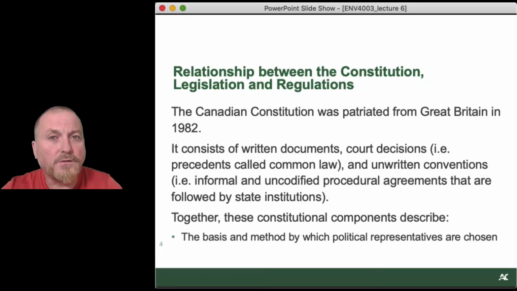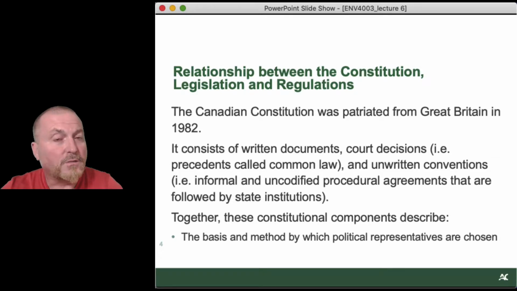The Canadian Constitution was patriated from Great Britain in 1982. It consists of written documents, court decisions, and unwritten conventions. Most people don't realize that. They might think the Constitution is just a piece of paper. It is not. It does have written documents, obviously, including the Charter of Rights and Freedoms, which defines the limits of the state's power over the individual.